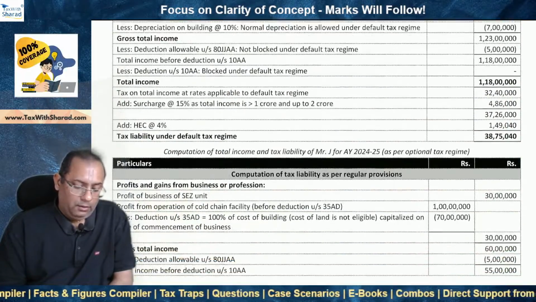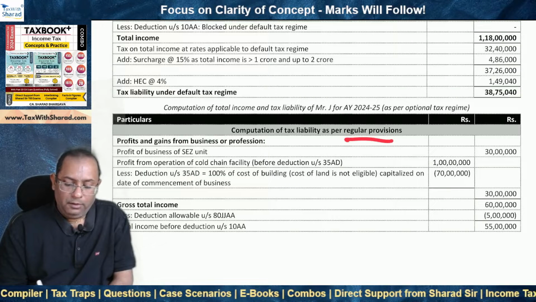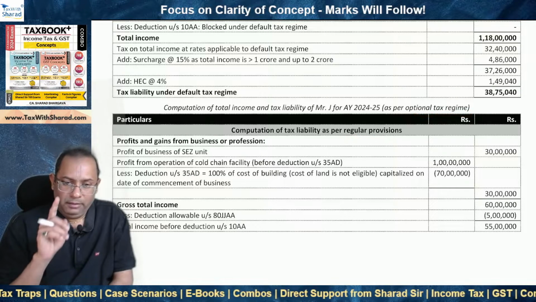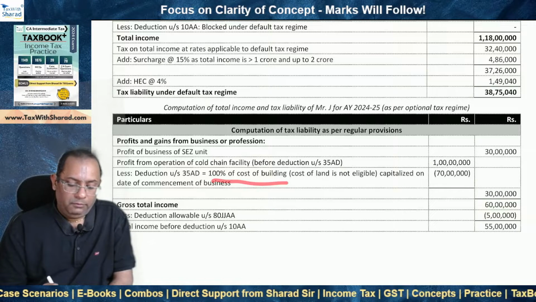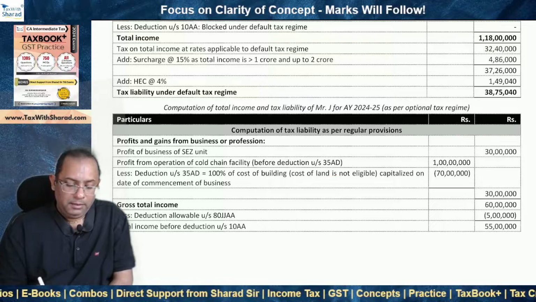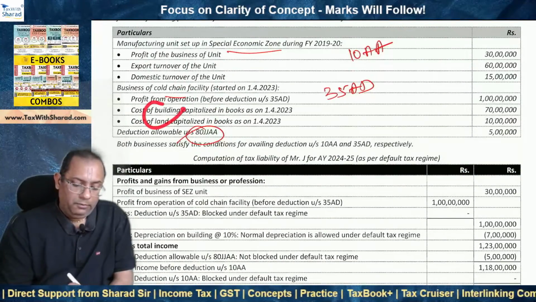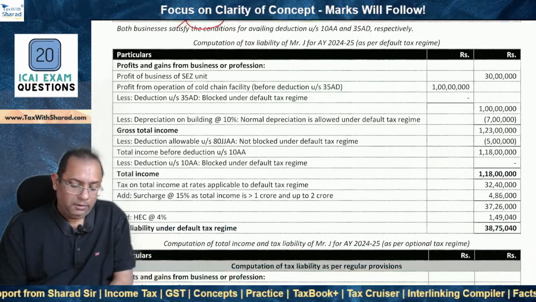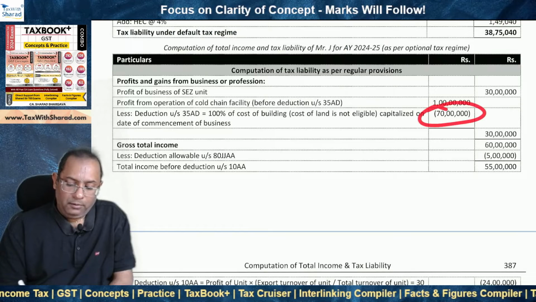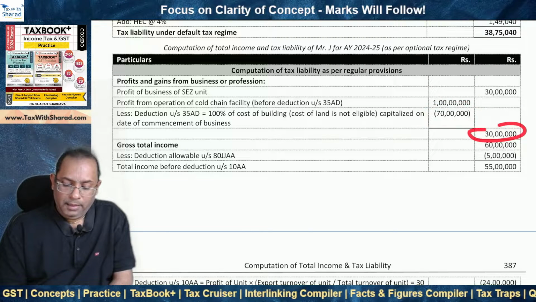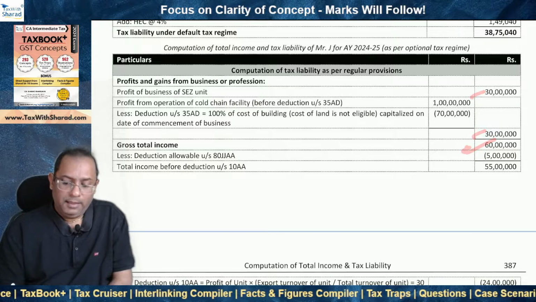And now you allow the deduction under section 35AD. Because we are talking about regular provisions under the optional tax regime, 35AD can be allowed. So it is 100% of cost of building. Land is not eligible as deduction. Cost of building is 70 lakh. So 100% of this, that means 70 lakh, will be allowed as a deduction. So balance is 30 lakh and the gross total income, 30 plus 30, comes to 60 lakh.